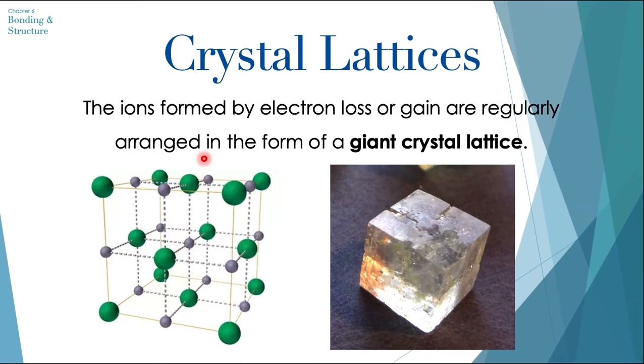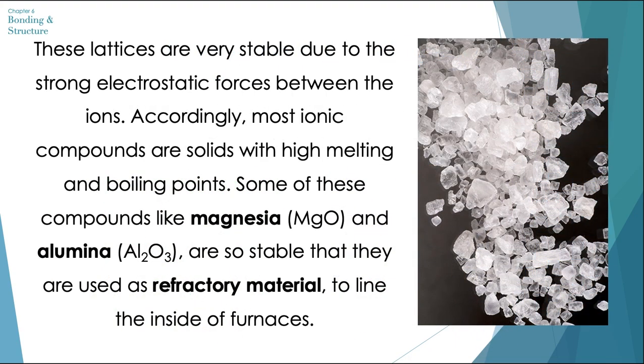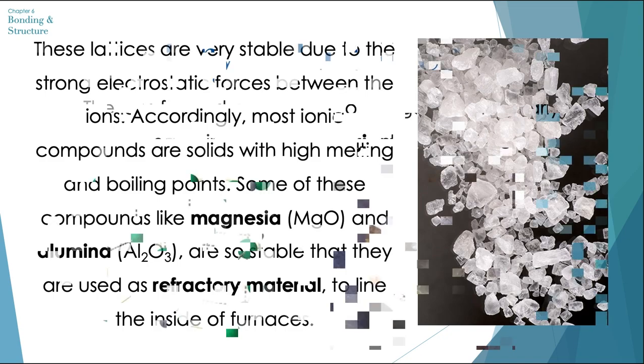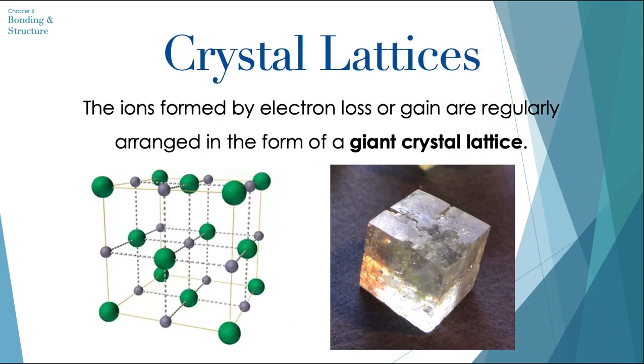The ions that are formed by electron loss or gain are regularly arranged in the form of a giant crystal lattice. For example, salt. Salt is also in the form of tiny crystals, something like this. If you see normal salt, they make it even more fine by crushing it, but salt is also in the form of crystal lattices because salt is also an ionic compound.